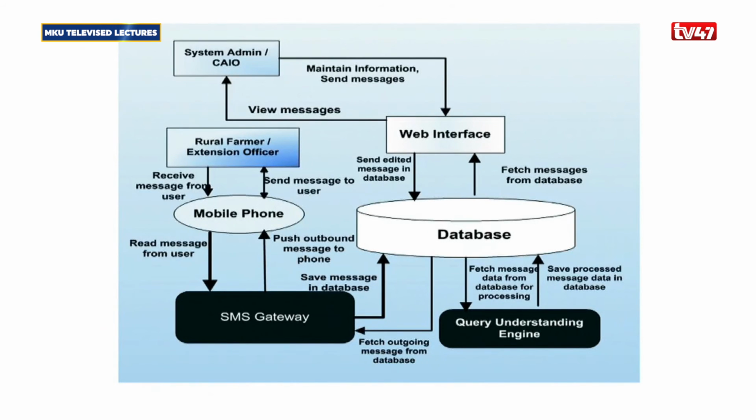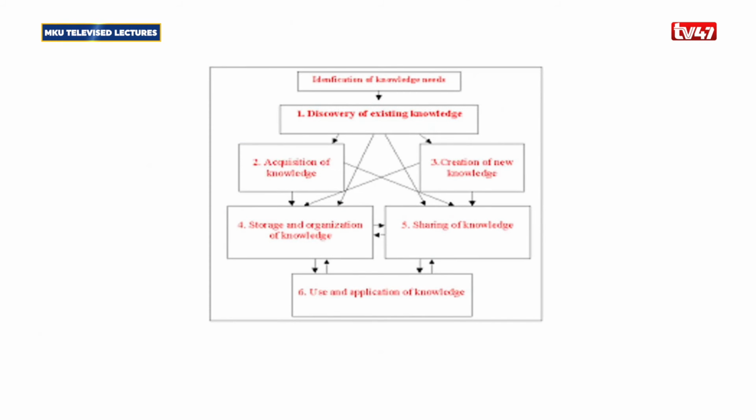The same situation can be depicted in this flow diagram, and the philosophy behind it is identification. The farmer identifies the knowledge needs or information needs. Then there has to be a way of getting the information needs of the farmer from a database, and that is called discovery of existing knowledge.